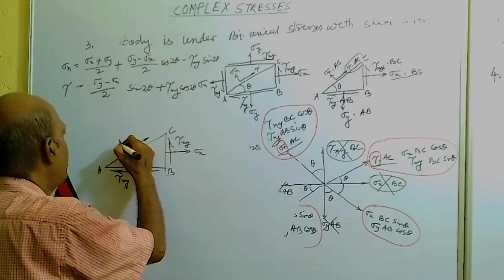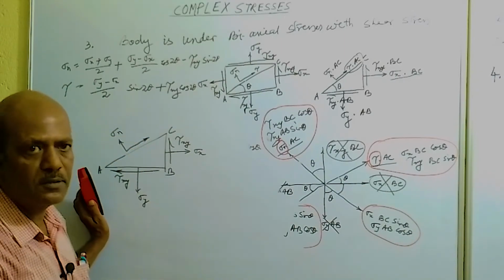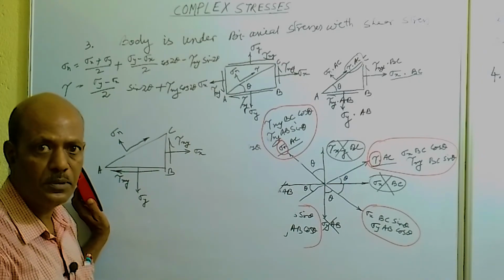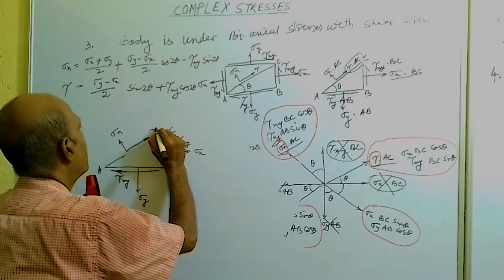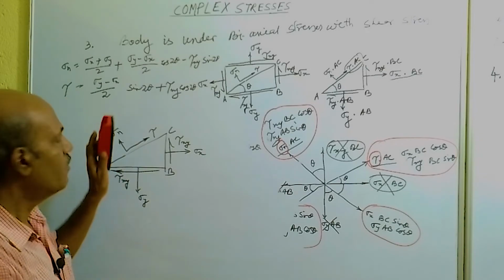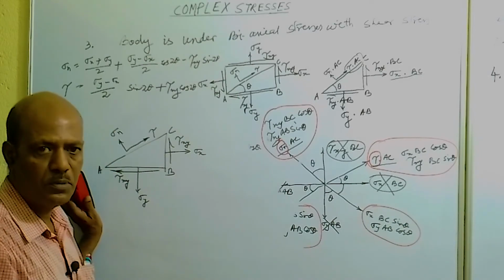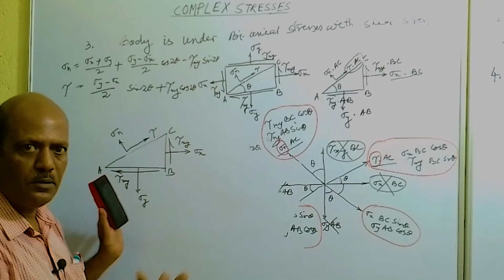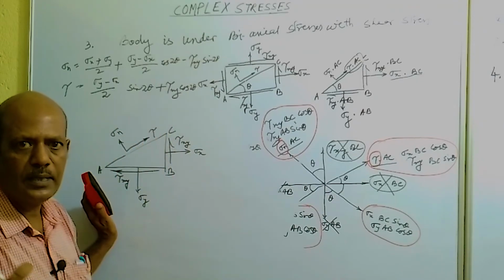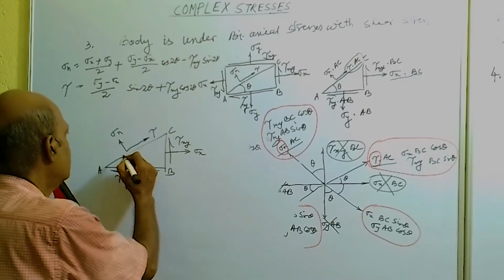So on the inclined plane, sigma n value we have got sigma x plus sigma y by 2 plus sigma y minus sigma x by 2 cos 2 theta minus tau xy sin 2 theta, and tau value on inclined plane AC is given by sigma y minus sigma x by 2 sin 2 theta plus tau xy cos 2 theta. So the values will be given in the problem. Just put the value considering the sign convention. So I will come afterwards regarding this sign convention.